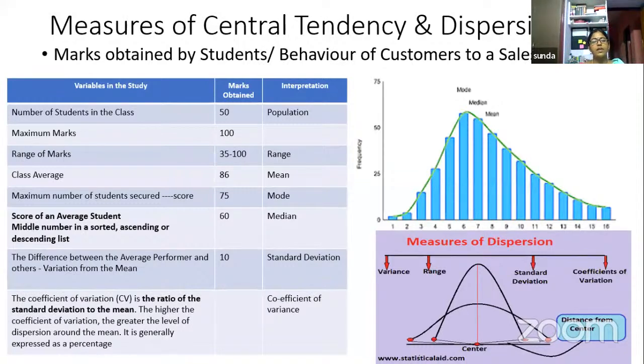And coefficient of variation, which is derived from the standard deviation, tells you the ratio of standard deviation to the mean. The higher the coefficient of variation, the greater the level of dispersion around the mean. It is generally expressed in terms of percentage. So with that percentage, we can find out the percentage of deviation from the midpoint to any other person, any other student in the class. Okay, so this is one simple example of application of descriptive analysis.